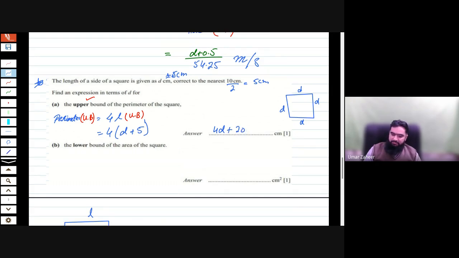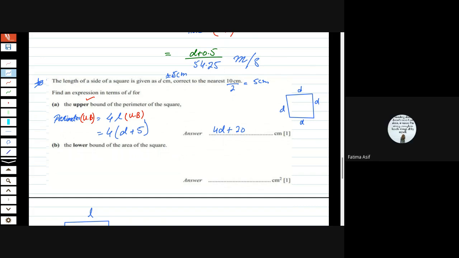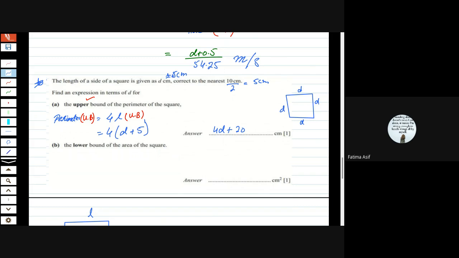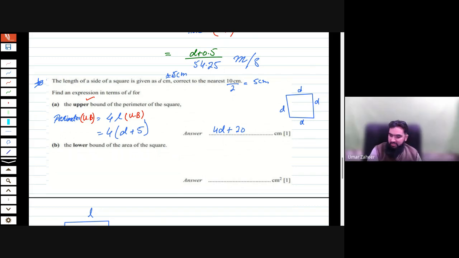Yes, everybody, is it clear? Yes, sir. Yes, Fatma? So why did you add 5? Obviously, we have to take the upper bound. So the upper bound is d plus 5 because it is nearest to 10 centimeter. So 10 divided by 2, that will be 5.